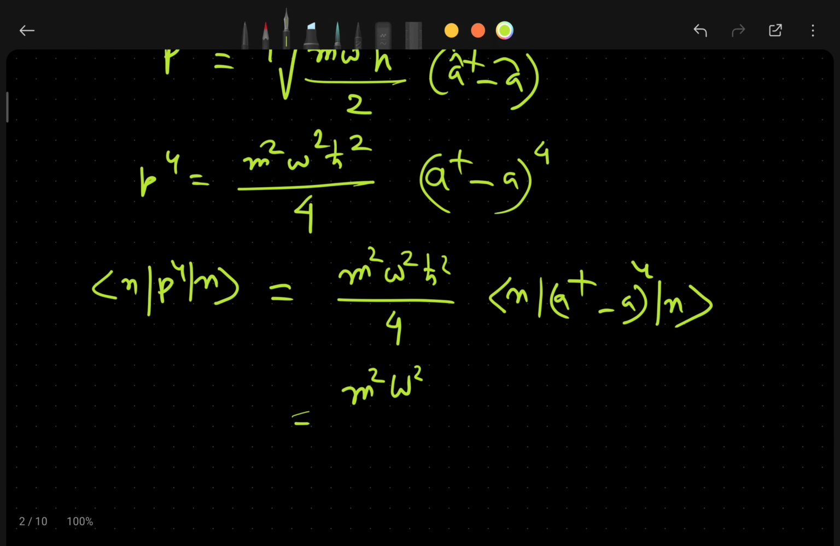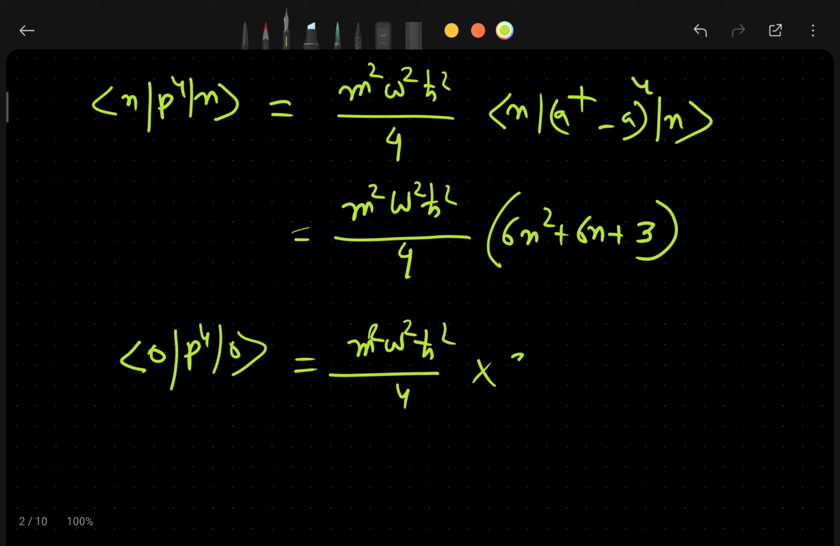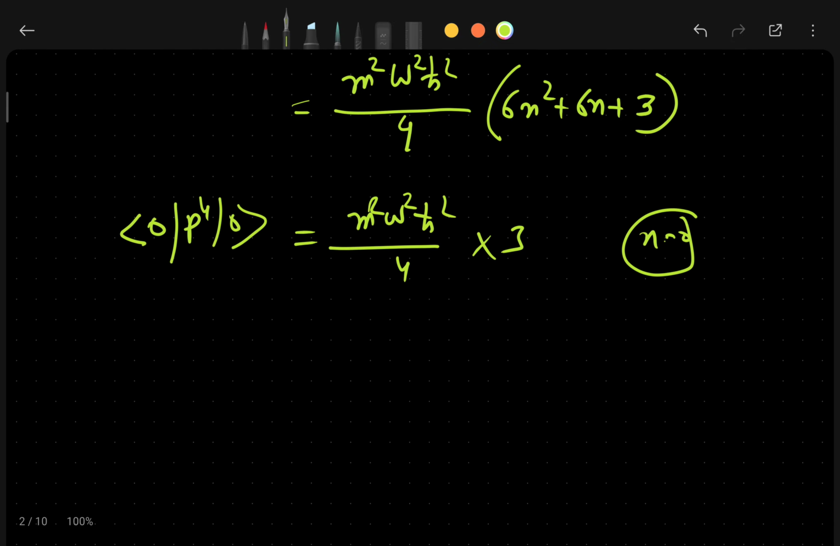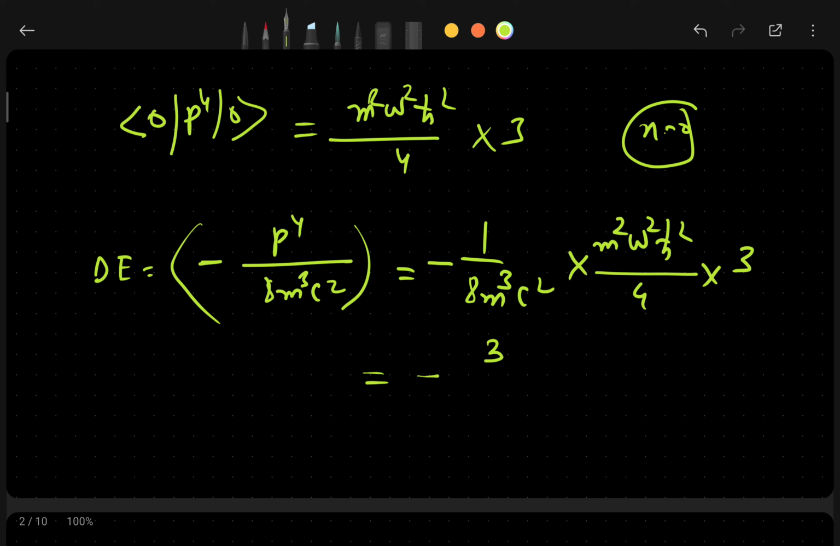This can be written as m squared omega squared h-bar squared divided by 4 times (6 n squared plus 6 n plus 3). For the ground state, n equal to 0, the expectation of p to the power 4 is m squared omega squared h-bar squared divided by 4 times 3. So delta E equals minus p to the power 4 divided by 8 m cubed c squared, which is minus 1 by 8 m cubed c squared times m squared omega squared h-bar squared divided by 4 times 3. So that can be written as minus 3 h-bar squared omega squared divided by 32 m c squared.